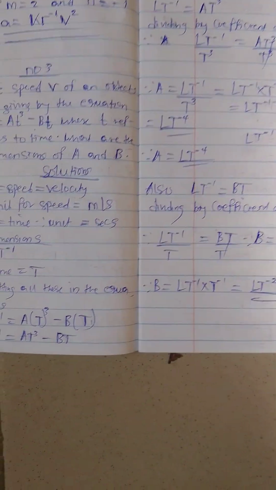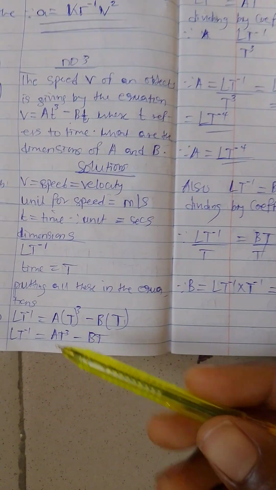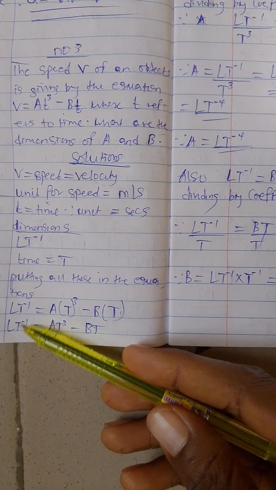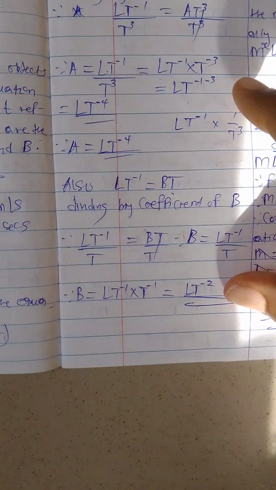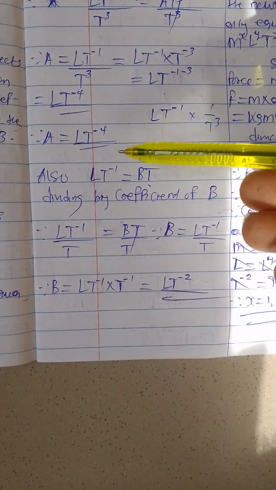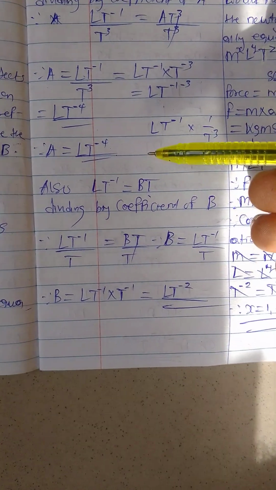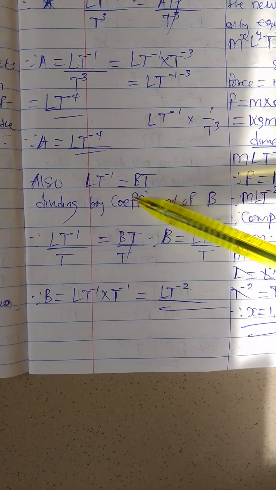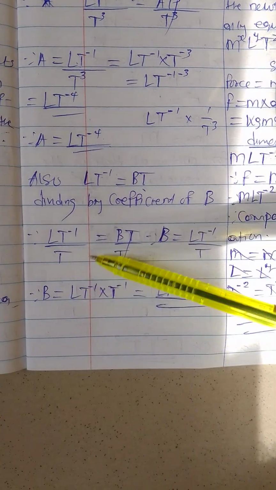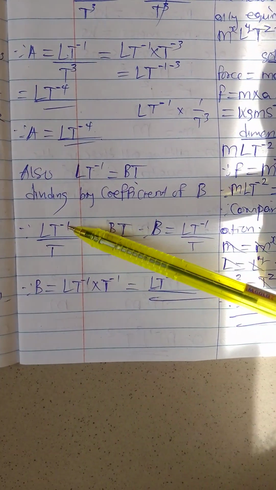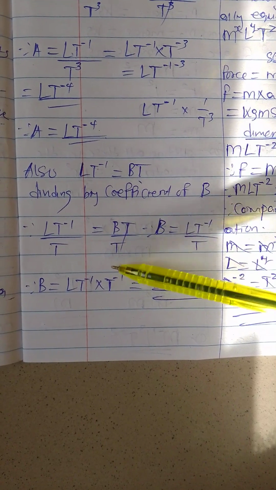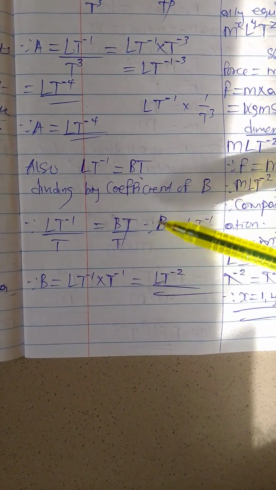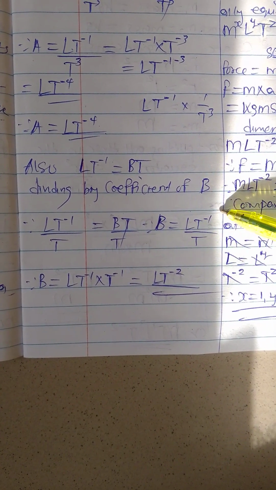Now let's go for the next one. We have LT raised to power minus 1 is the same thing as bT. So let's start. We have LT raised to power minus 1 is equal to bT. So what do I do? I divide all through by the coefficient of b. Now the coefficient of b here is T. That becomes divide all through by T. Now LT raised to power minus 1 all over T equals bT all over T. If T is cancelled, that remains only b. b is also LT raised to power minus 1 all over T.